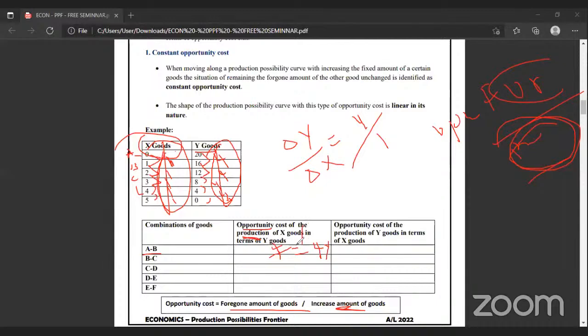That's what I put more clearly in terms of Y goods. So that means when they want to produce one X good, they need to sacrifice 4 Y goods. It's constant. See that at every point or every combination, it's increasing output by 1 unit, and they are sacrificing 4 units of Y goods. So everything will be 4 divided by 1, 4 divided by 1, so all the opportunity cost is fixed. Opportunity cost is fixed, right?